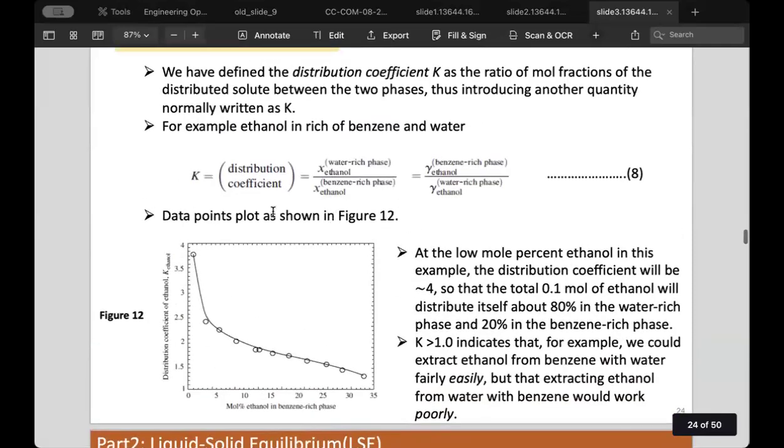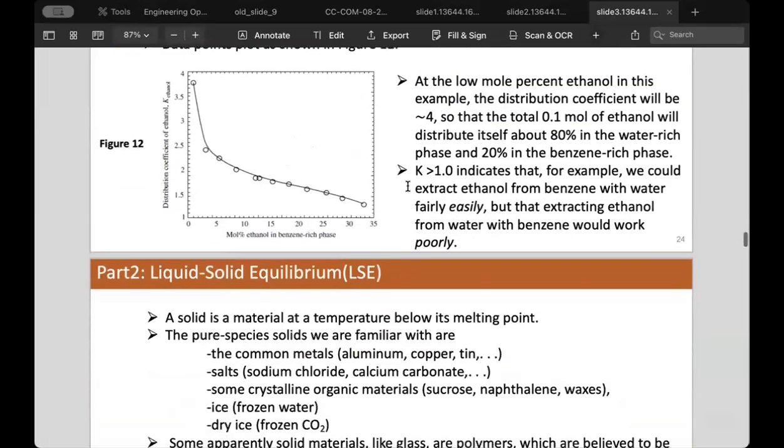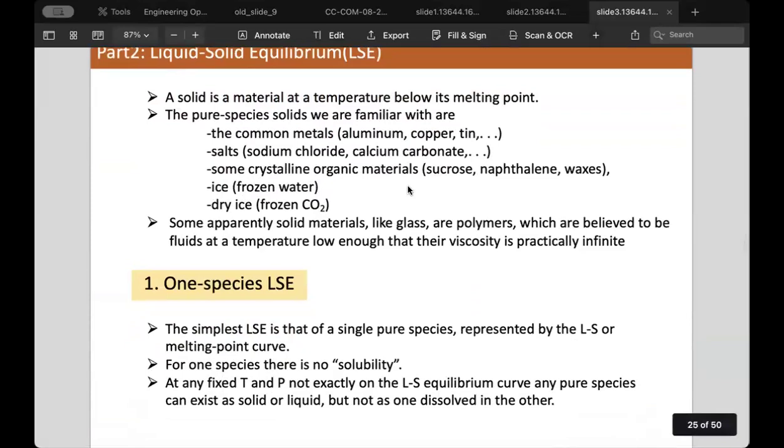In this case, when k is greater than 1, if we have a mixture of ethanol and benzene, you can use water to extract ethanol from that mixture. Okay, now we move to liquid solid equilibrium.